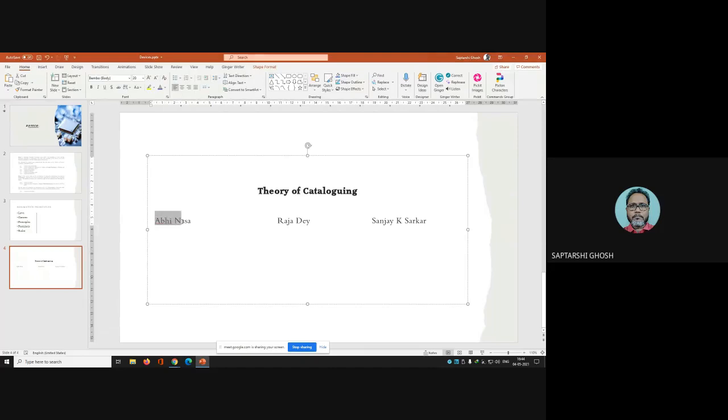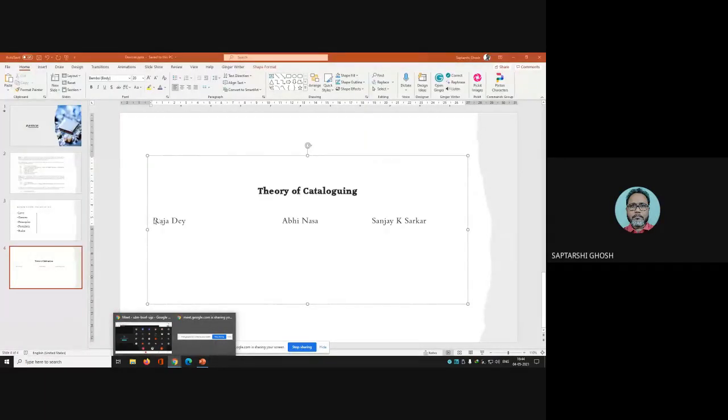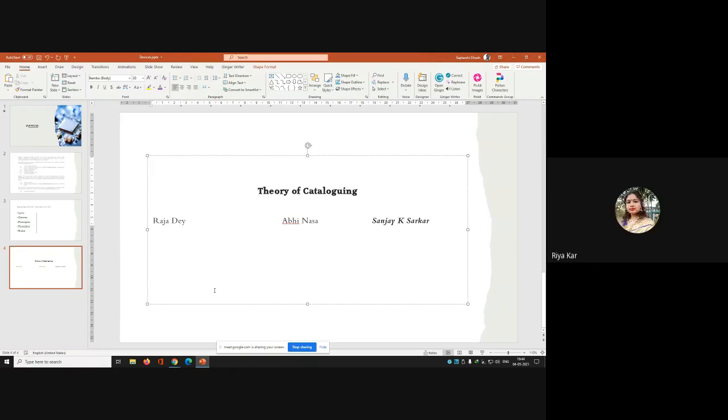Okay. Now, who will be the author? Rajade. Good. Why are you saying that one? It is coming first. Okay. Now tell me who will be the author? Sanjay K. Sarkar. Why? Because it's written in capitals, written in bold.